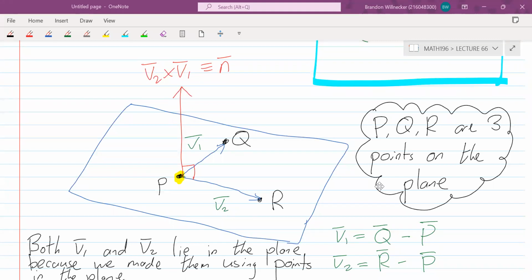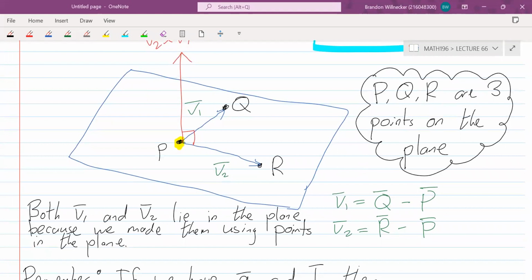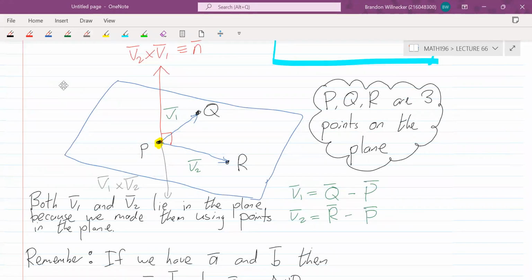If we did V1 cross V2, we would also get a normal vector, but it would go the other way. So let's put that in gray. Say it goes this way. That would be V1 cross V2. Okay, so it's going the other way, but that's fine. It's still perpendicular. That's the important part. So it doesn't matter if the normal is pointing up or pointing down. We only care that it's perpendicular to the plane.